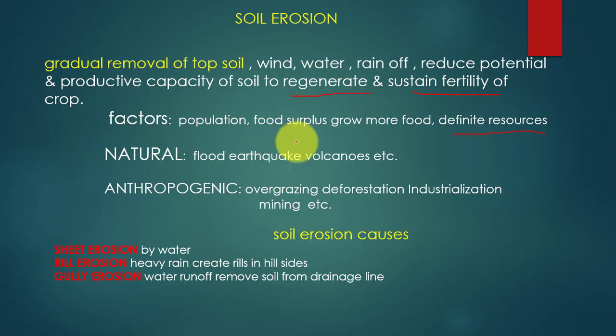Now, soil erosion causes. Sheet erosion is due to water; rill erosion, where heavy rain creates rills in hillsides; gully erosion, where water runoff removes soil from the drainage line. So in this video I will teach only this much of soil. In the upcoming video I'll go deeper into soil and the various types of soil associated with the Indian continent. The important thing is that this is just a glimpse to make a picture in your mind of how the crop helps you and how the soil forms.